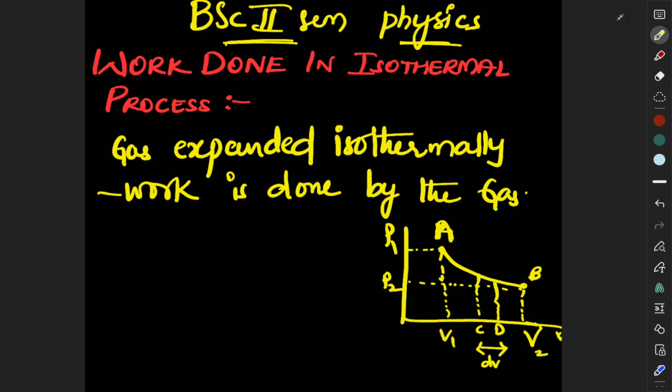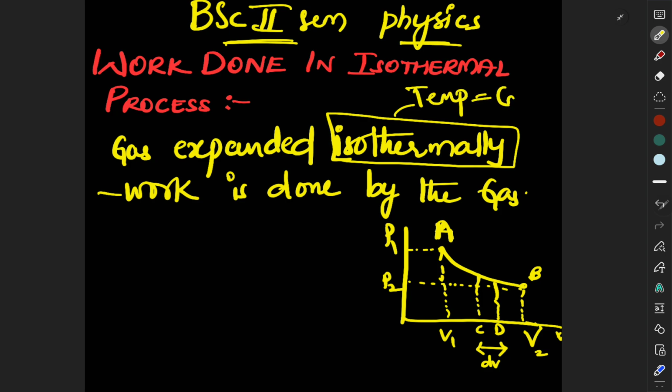So during isothermal expansion, do you remember what isothermal means? Isothermal means the process in which temperature is constant. And as we are saying gas is expanded, the work done has to be work done by the gas. That means work done is positive. Let P and V be the pressure and volume at any intermediate state.